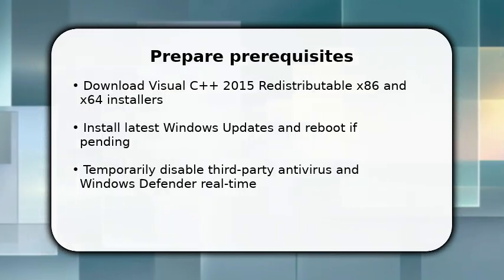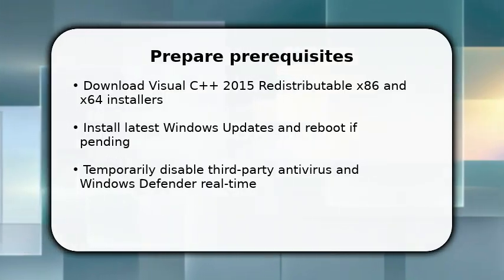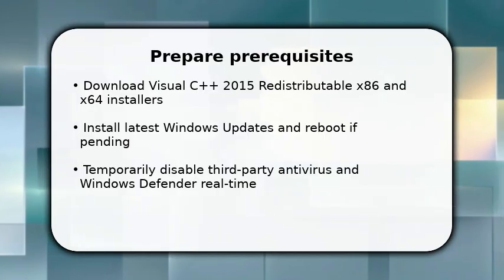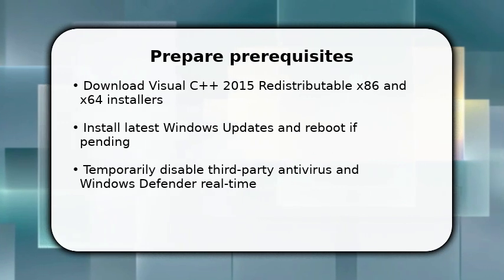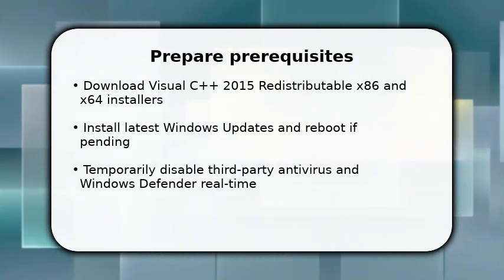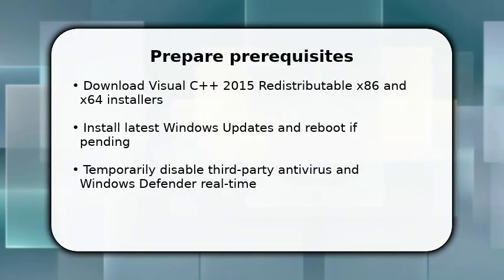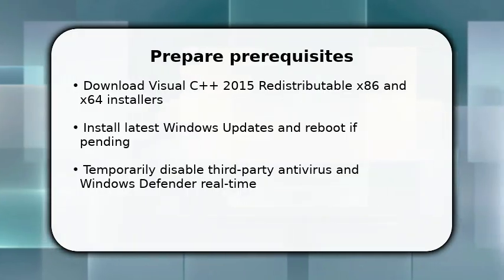Then temporarily disable third-party antivirus and Windows Defender real-time scanning. This prevents installer files from being quarantined. These steps avoid common blockers and let the installer modify system libraries cleanly so the next actions succeed.